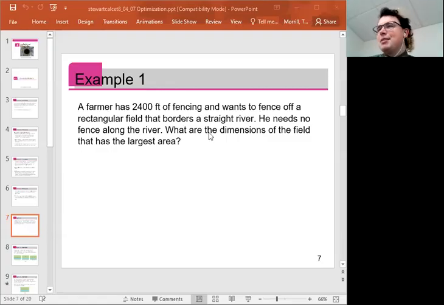So here is a classic optimization problem. A farmer has 2,400 feet of fencing and wants to fence off a rectangular field bordering a straight river. They don't need any fence along that river. What are the dimensions of the field that this farmer can box off that has the largest area?